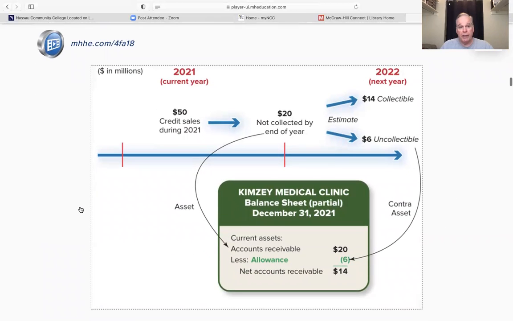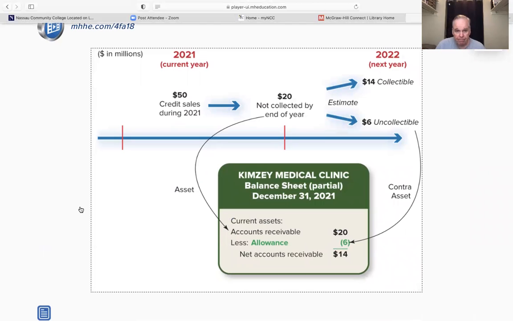All right, so here they're showing you a nice diagram. During the year, again, if you go back and read the example, they had sales of 50 million. By the end of the year, 20 million is still not collected. 20 million is your accounts receivable. And they said 30% of that, 30% times 20 is 6, will be uncollectible. Well, if 6 is uncollectible, how much is collectible? 14, right? Because these two have to add up to the 20.